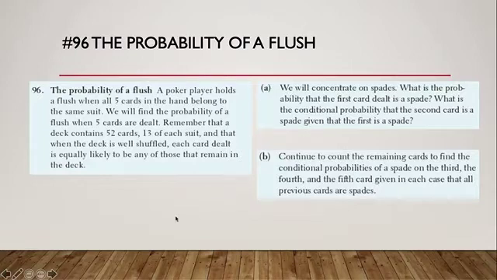So the probability of a flush. A flush is a hand of 5 cards in poker where all 5 cards are the same suit. Concentrating just on spades, what's the probability that the first card out of my 52 cards is a spade? There are 13 spades out of 52. Now, the next probability is conditional. What's the probability that the second card is a spade, given that the first card was already a spade? There are 12 spades left out of 51. Continuing in this method, the third card being a spade is 11 left out of 50. The fourth card being a spade, 10 out of 49. The fifth card being a spade, 9 out of 48.